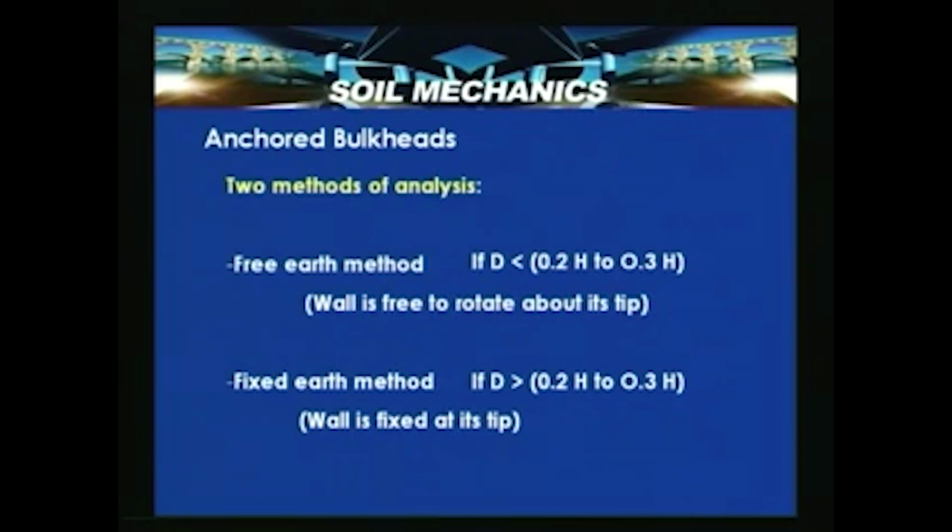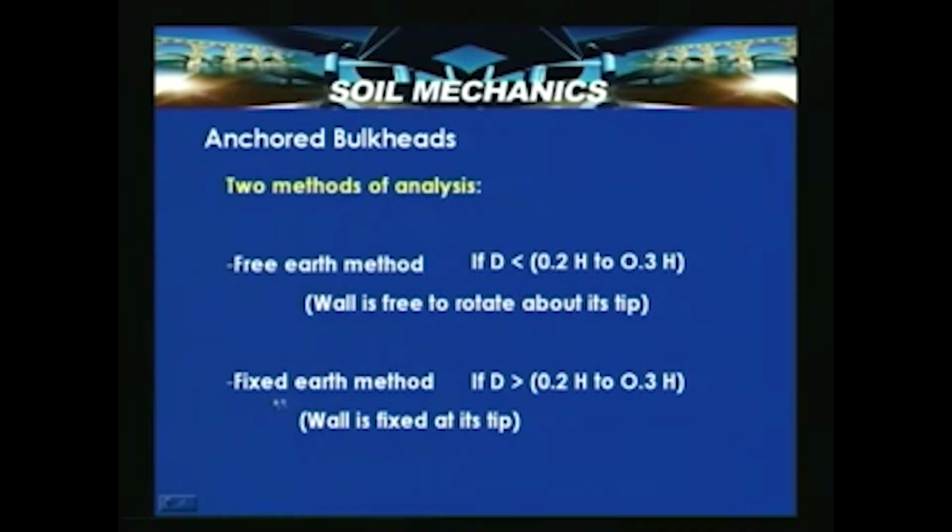The wall is free to rotate about its tip. In the fixed earth method, if D is greater than 0.2 H to 0.3 H, generally the fixed earth method is adopted. That is, the wall is embedded to a deeper depth, so it ensures the wall fixity.